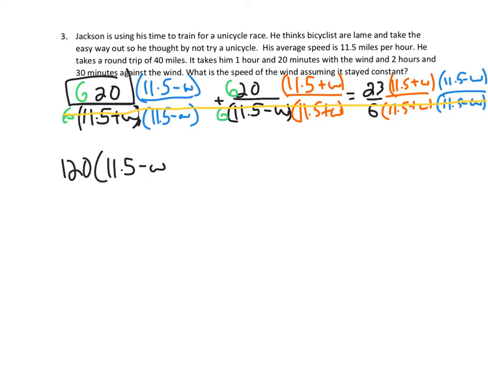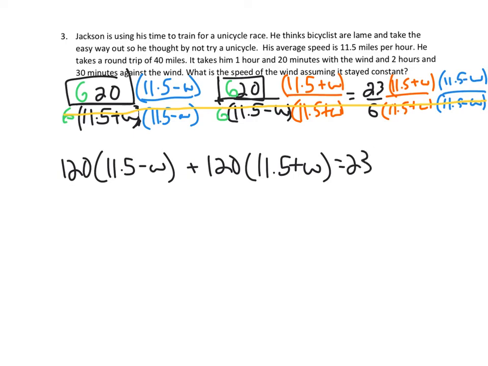(11.5 minus w). We have the plus. Again, 6 times 20 is 120. (11.5 plus w). We still have equaling 23. And I'm actually going to FOIL this out.